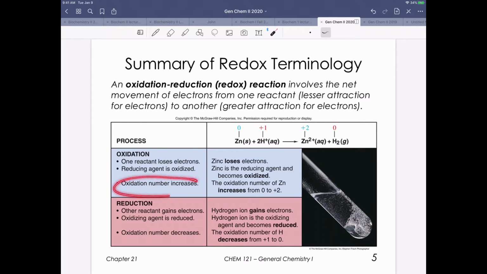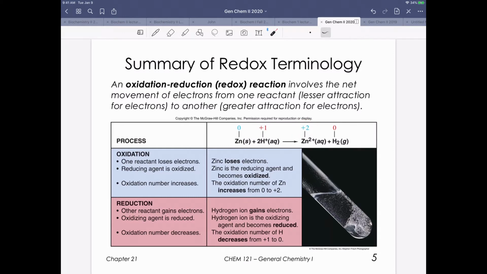We learned too about oxidation numbers. If you are losing electrons, that is allowing you to become more positive. So we're going to see an increase in oxidation number. Hopefully you remember the concept of oxidation number from Gen Chem 1. Anything that's in its elemental or pure state has an oxidation number of 0. And so when zinc becomes a zinc cation here, the oxidation number becomes +2.